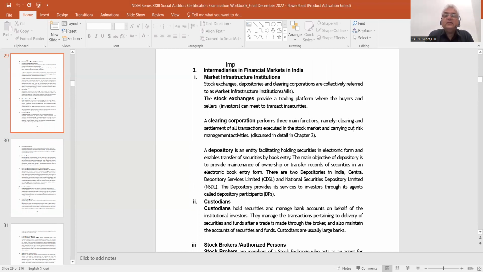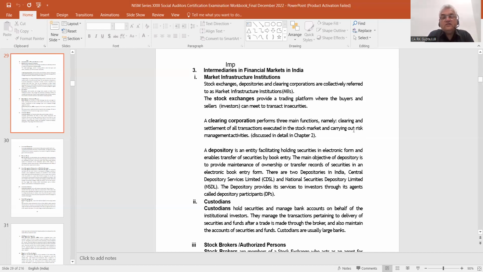So depository is an entity facilitating holding securities in electronic form, and it enables transfer of securities by book entry. The main objective of depository is to provide maintenance of ownership or transfer records of securities in an electronic book entry form. So there are two depositories in India, CDSL and NSDL. And the depository provides its services to investors through its agents called depository participant.